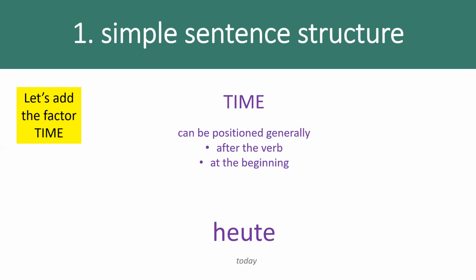Same as in English, you can vary your sentence. I can say, I will go somewhere today, or I can say, today I will go. In English, it sounds almost better at the beginning, doesn't it? Whereas in German, it works perfectly fine either way. So we're using heute, today, as a time expression here.